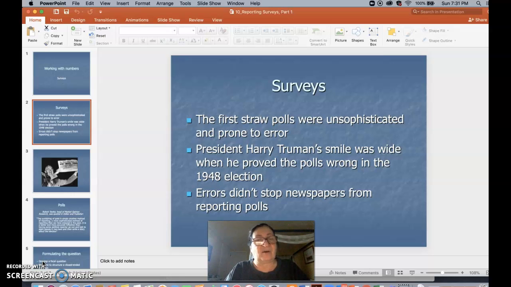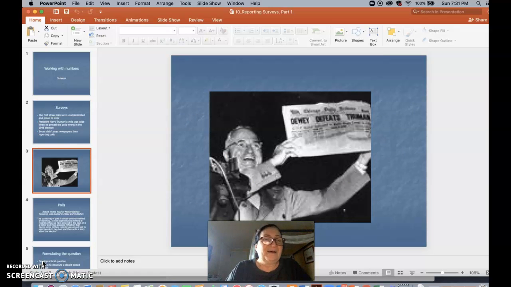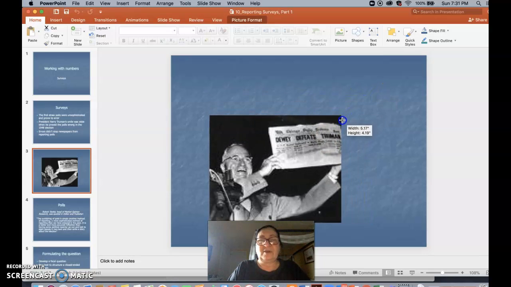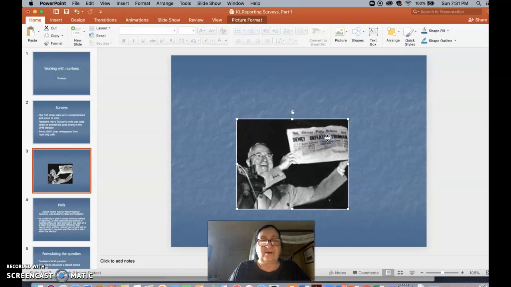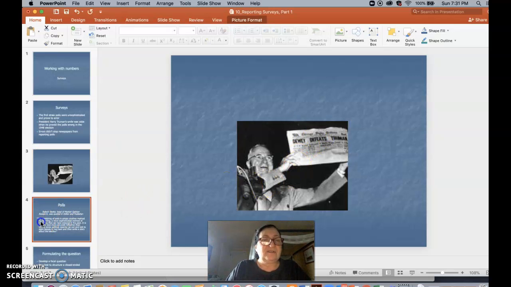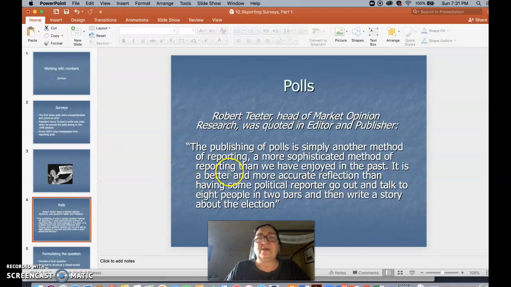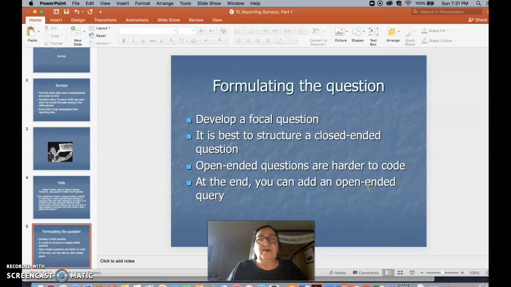The errors do not stop newspapers from publishing wrong information. As you see in here, Harry Truman is holding up a newspaper that says Dewey defeats Truman, which eventually turned out to be wrong. Polls are usually checking public opinion. Publishing of a poll is simply another method of reporting, a more sophisticated method and a more statistically scientific method. But it's still one method of sampling the population's views. It's not absolutely truthful or accurate.